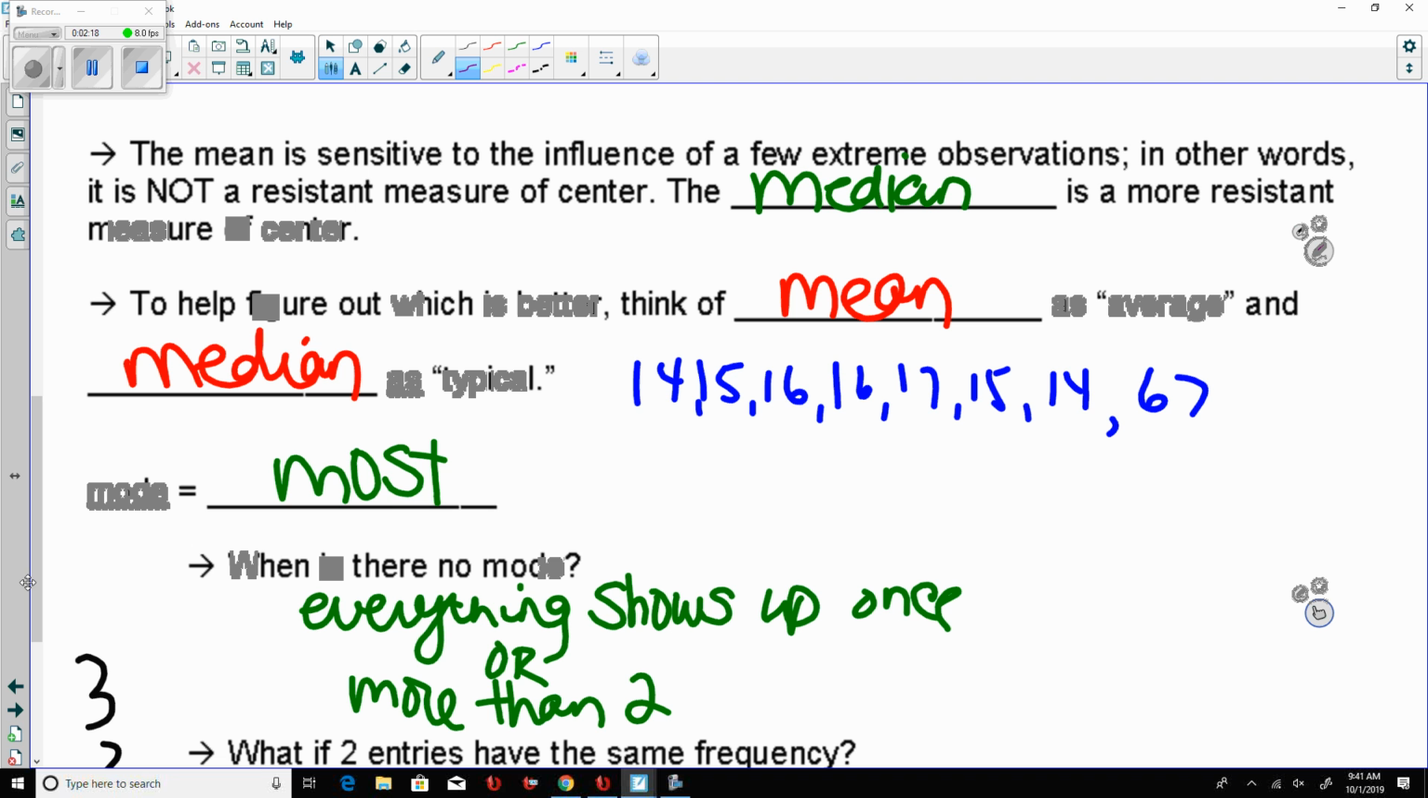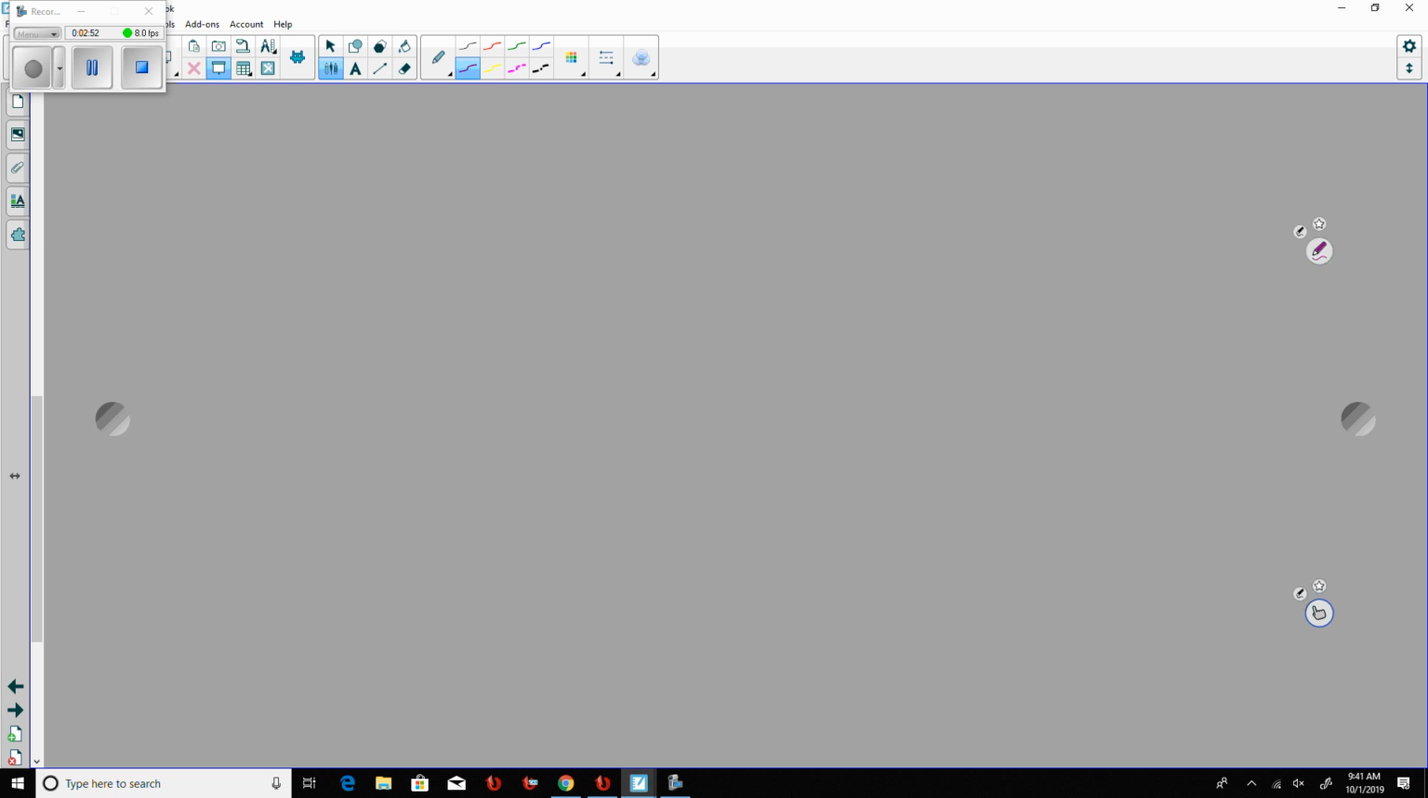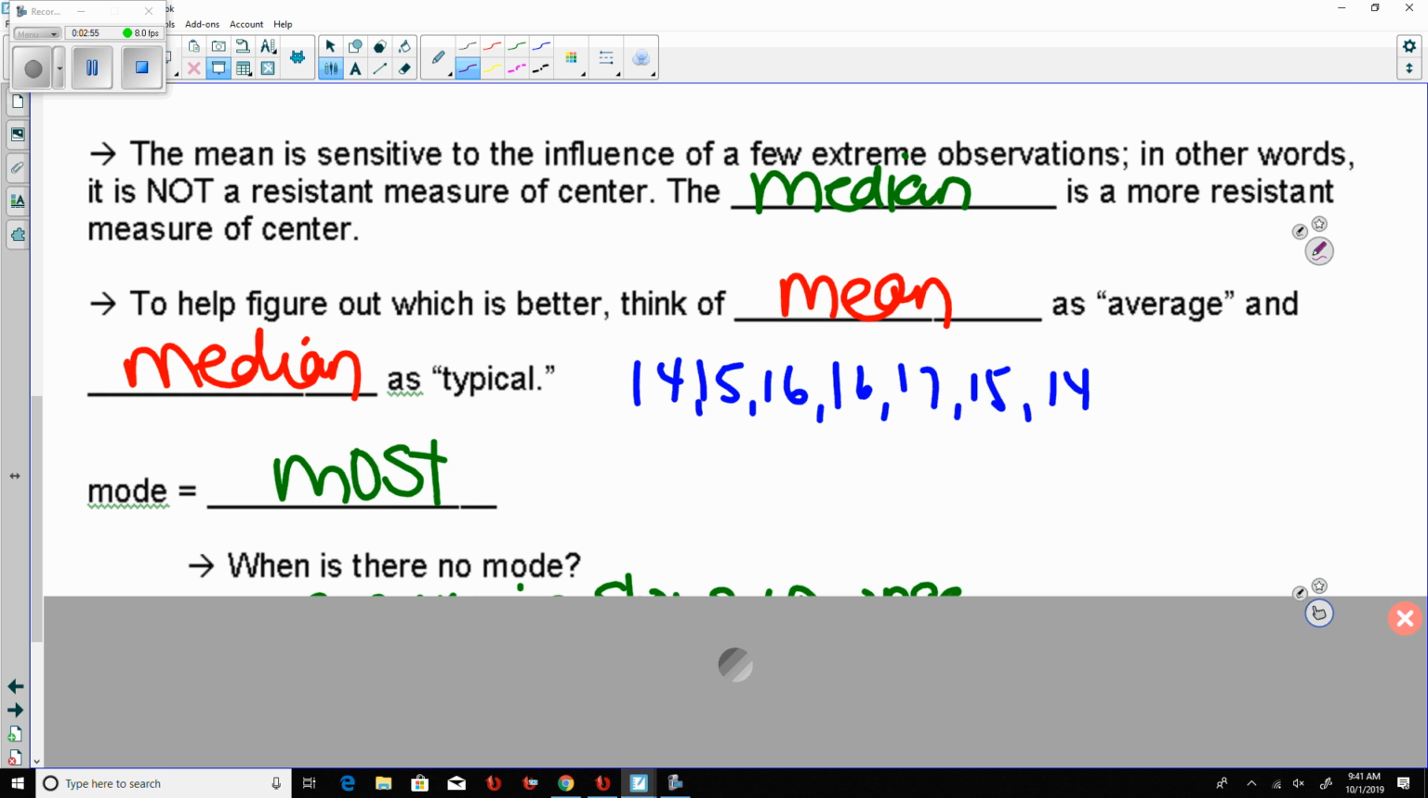Okay, so the mean is sensitive to the influence of a few extreme observations. In other words, it is not resistant as a measure of center. The median is more resistant as a measure of center. I'll show you what that means when I get down to these numbers. Get rid of this first. Okay. To help figure out which is better, think mean is average and median is typical. And mode is the most. Mode occurs the most often.